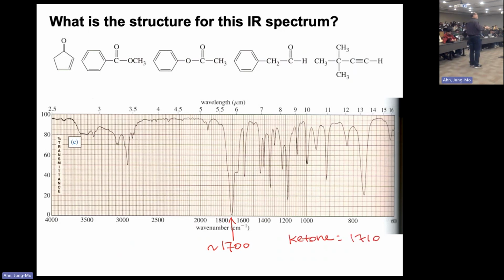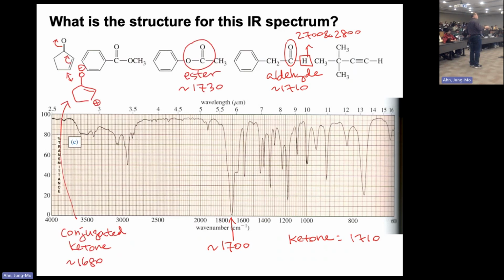So this is a carbonyl, going in the wrong direction. This is a carbonyl that is going to make resonance structures. So this is what we talked about, a conjugated ketone goes down about 30, so it becomes like 1690, 1680. I think that's a little too low, lower than what we see here. I don't think that's that one.